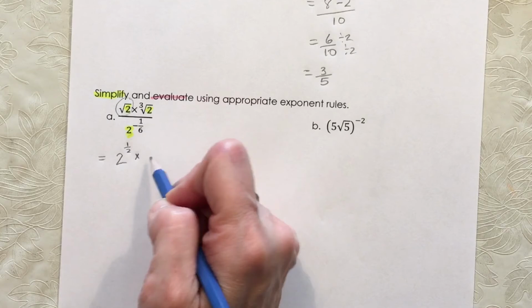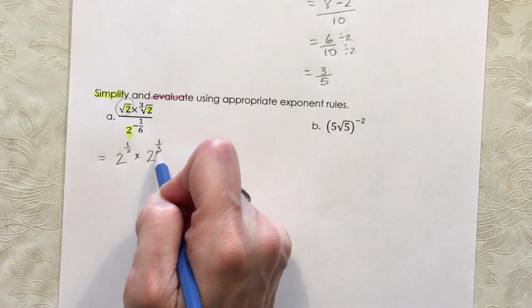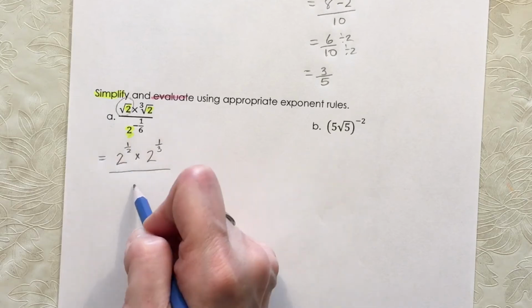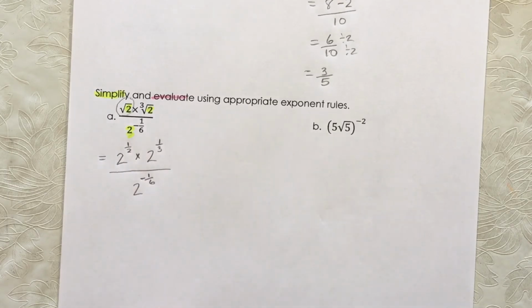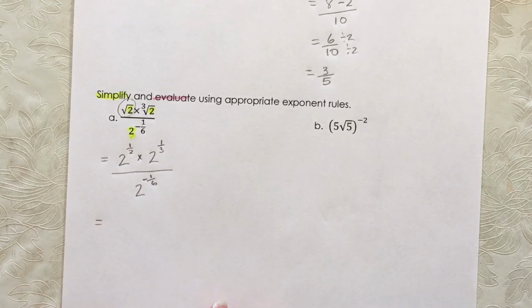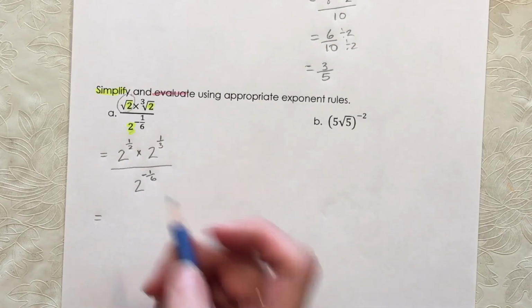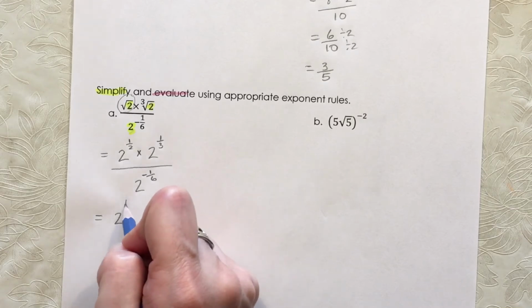And this is the 3rd root of 2. We can rewrite that as 2 to the 1/3. And then our denominator is already written with a fractional exponent, 2 to the negative 1/6. So in the numerator right now, we're multiplying powers that have the same base. And we know the rule for that is to keep the base the same too and add the exponents.